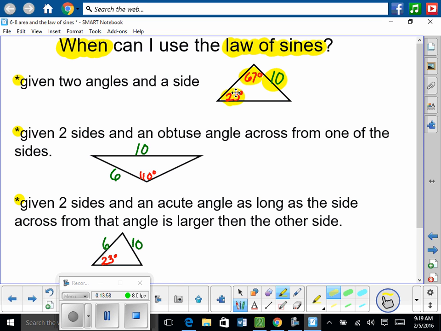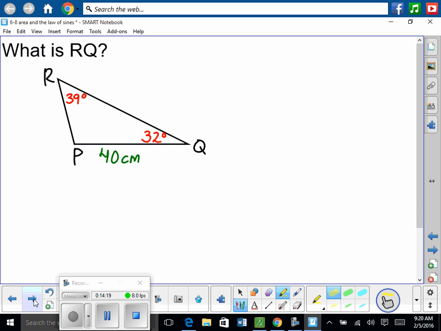Does everybody see how this is 23 degrees? So it's an acute angle. It's across from 10. Is 10 larger than 6? So we can use the law of sines. Now if we would have flipped that and had the 6 here and the 10 here, we have an acute angle across from 6. Is 6 larger than 10? No. So we could not use the law of sines. Okay, it'll get easier with time, okay?